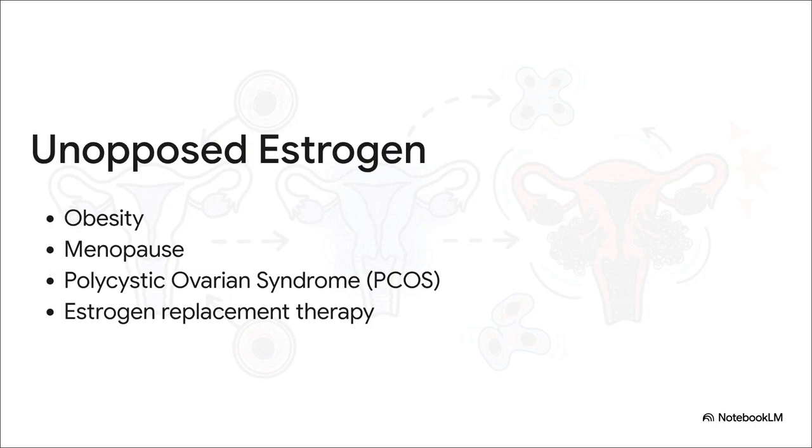Now, what's causing this crazy overgrowth? What's the main culprit? Listen carefully, you have to remember this. It's prolonged, unopposed estrogen. Estrogen just running wild without any progesterone to keep it in check. And you see this in conditions like obesity, where fat cells are literally converting other hormones into estrogen. Menopause, PCOS, you get the picture.